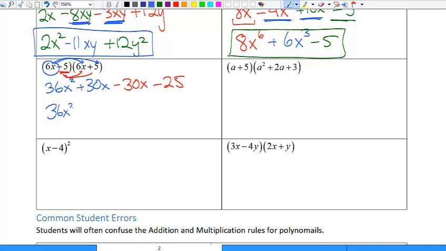36x squared does not have any like terms. The two middle ones, 30x minus 30x, add to 0. Now, writing 0x is a little redundant, so normally we don't actually write 0x because I don't write what I don't have. I don't have any x's, so let's just not bother writing them. One way of thinking about it is they add to 0, so you don't have to write it. And then the minus 25 doesn't have any like terms, so that comes down as well.